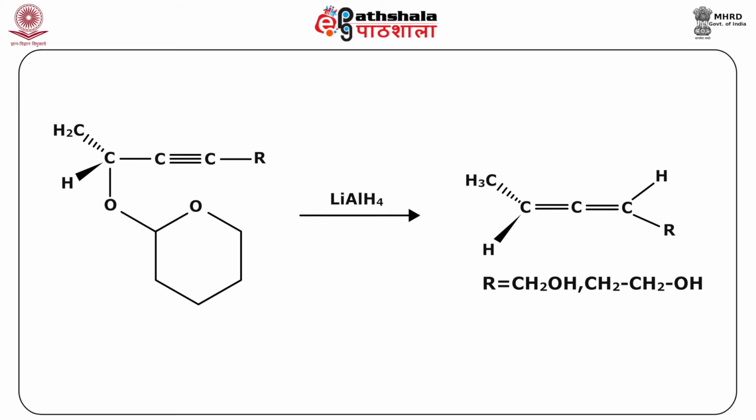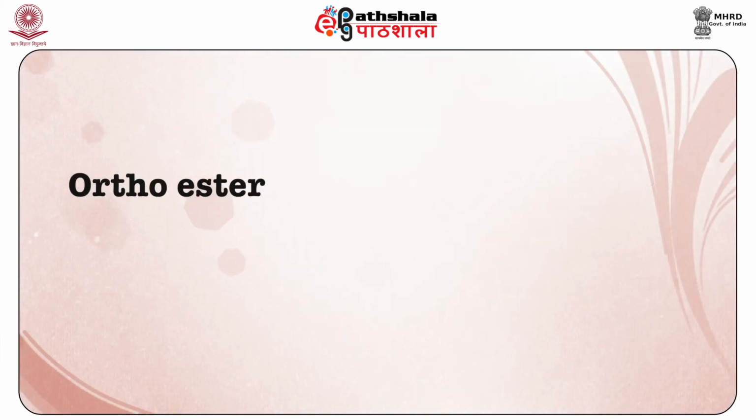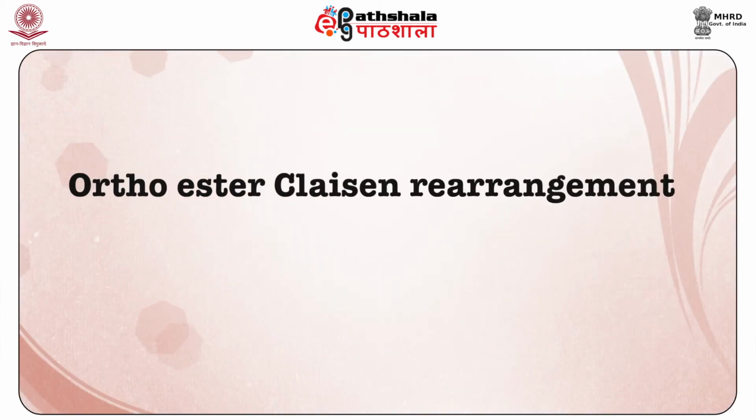The addition of hydride is trans, and the hydride approaches the acetylene from the opposite side of the OTHP leaving group. Now you can see here how the reductive rearrangement is being performed in this scheme 3. The fourth method is the ortho ester Claisen rearrangement.